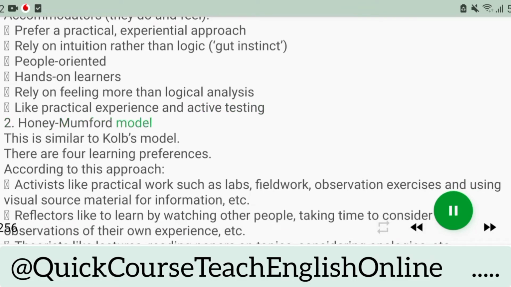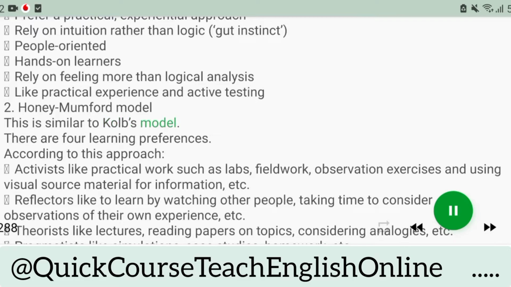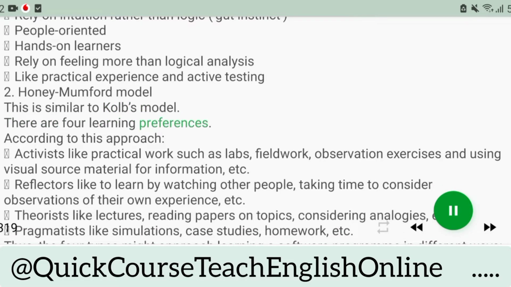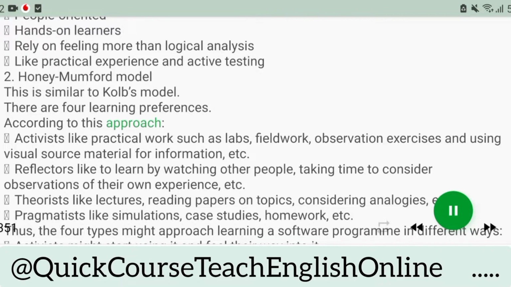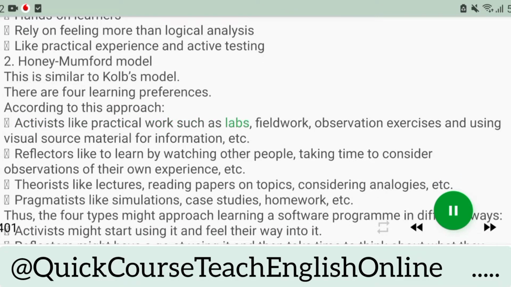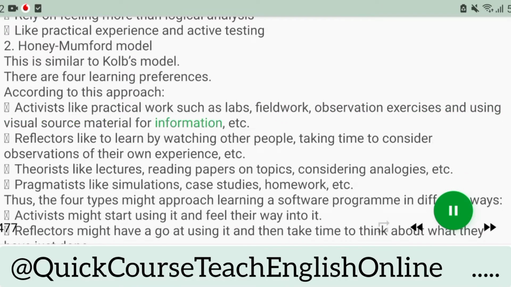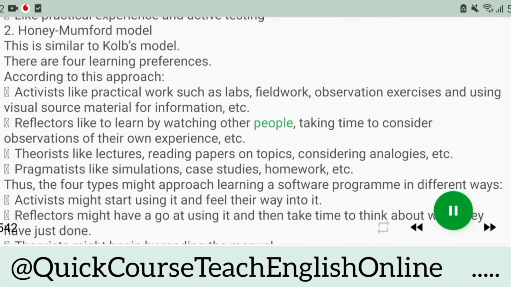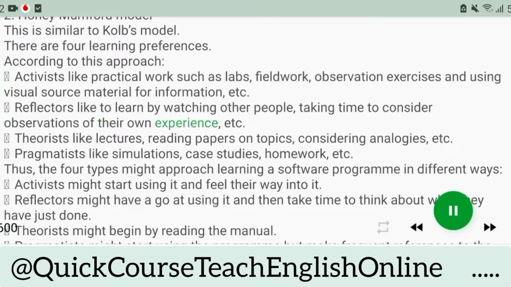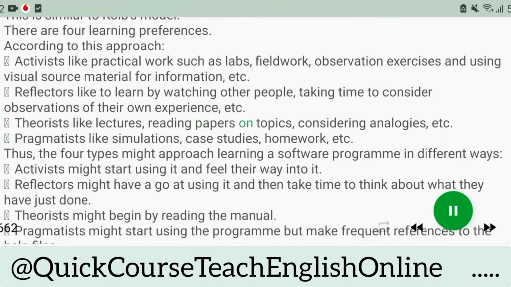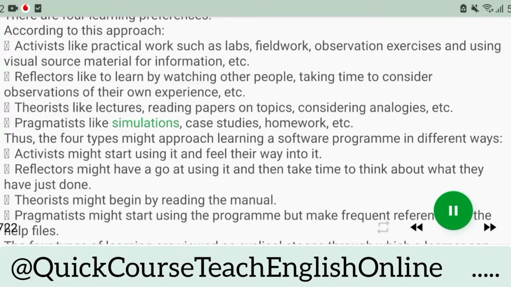2. Honey-Mumford model. This is similar to Kolb's model. There are 4 learning preferences. According to this approach, activists like practical work such as labs, fieldwork, observation exercises and using visual source material for information, etc. Reflectors like to learn by watching other people, taking time to consider observations of their own experience, etc. Theorists like lectures, reading papers on topics, considering analogies, etc. Pragmatists like simulations, case studies, homework, etc.